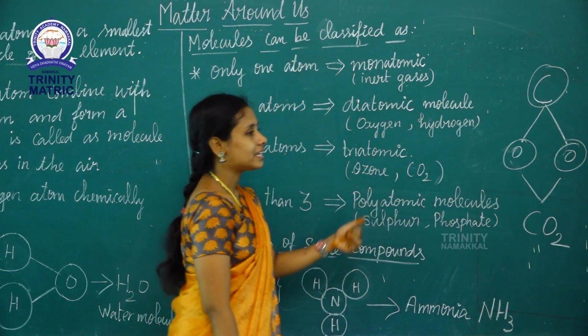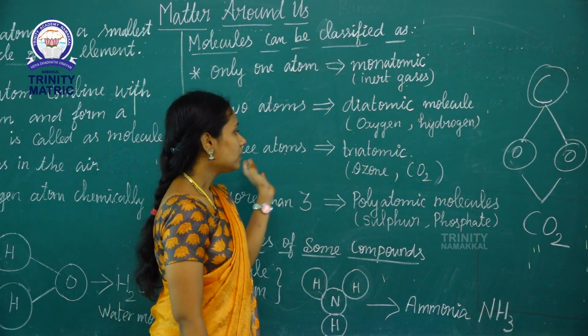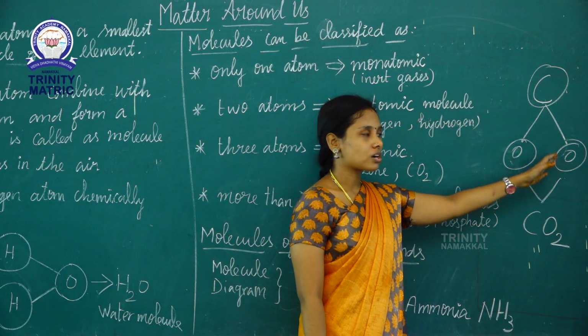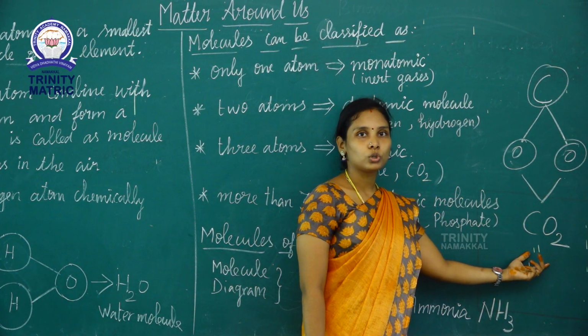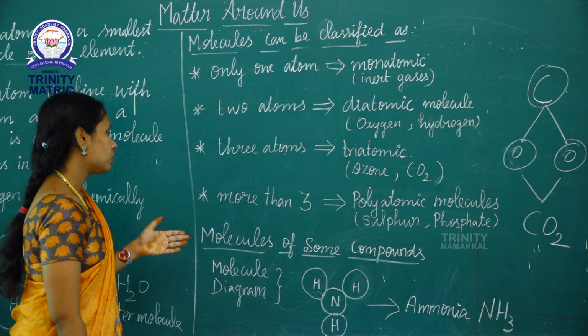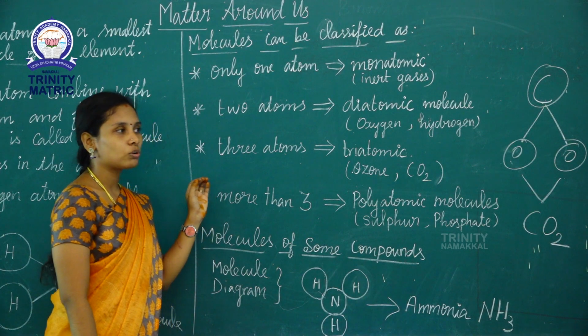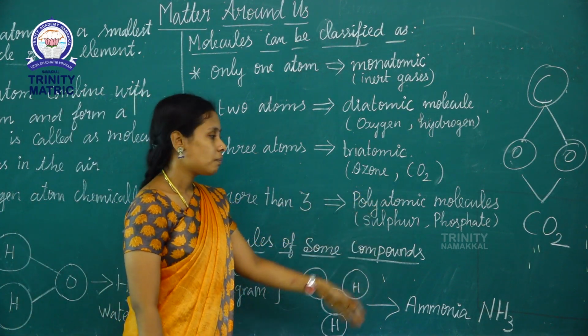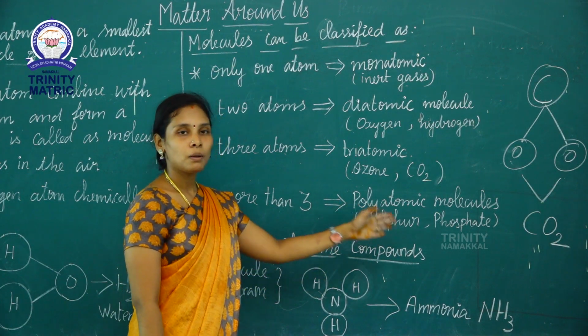Ozone contains three oxygen atoms, and carbon dioxide contains one carbon atom and two oxygen atoms, giving CO2, carbon dioxide. So it is a triatomic molecule. Next, molecules containing more than three atoms give polyatomic molecules. It means sulfur and phosphate.